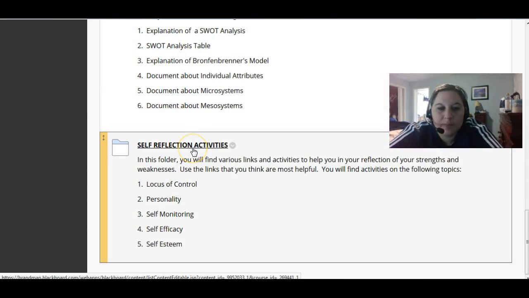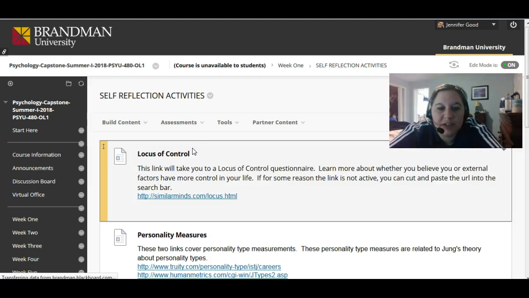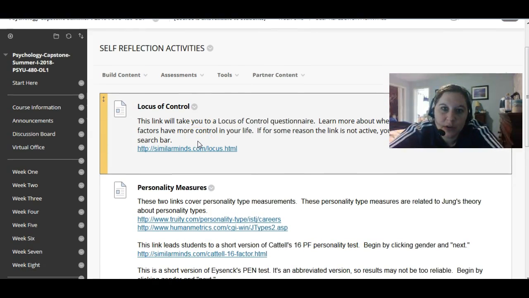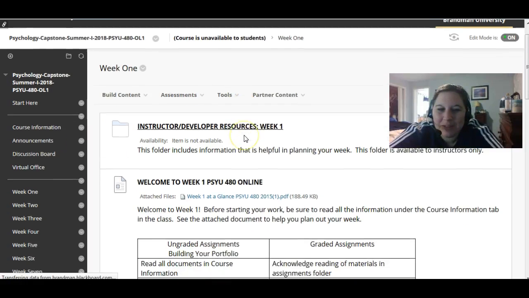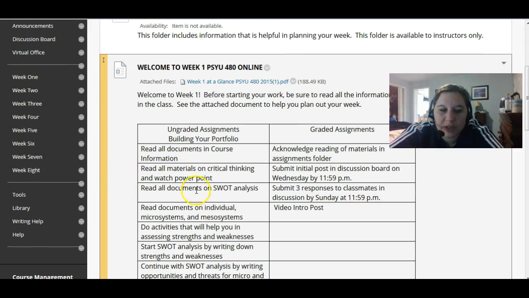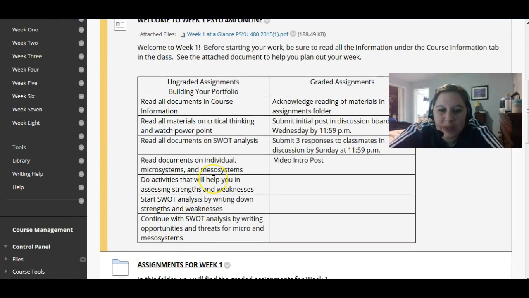At the very bottom, you're going to find a folder on self-reflection activities. These activities are included here to help you continue to assess your own strengths and weaknesses. I know it's a lot of material, but it's important that you go through and start working towards identifying your strengths and weaknesses, and identifying the threats to the mesosystem. That's why they're there, to help you with that SWOT analysis. So when your signature assignment 1 is due, you've been able to complete portions of the SWOT analysis without feeling lost. So it's really important to do that.